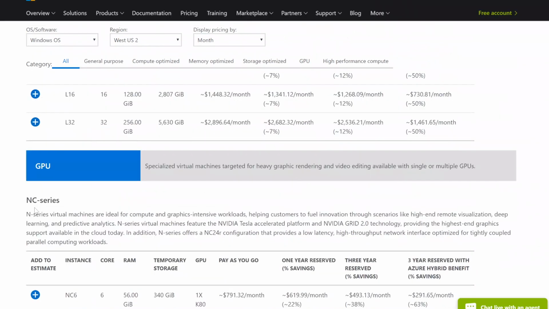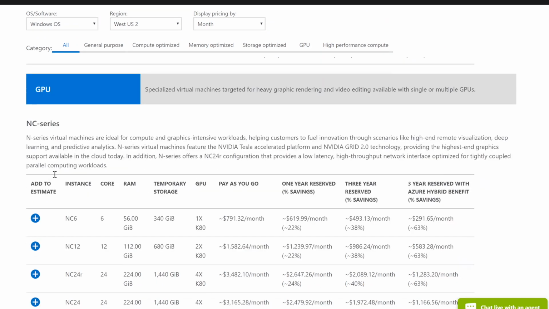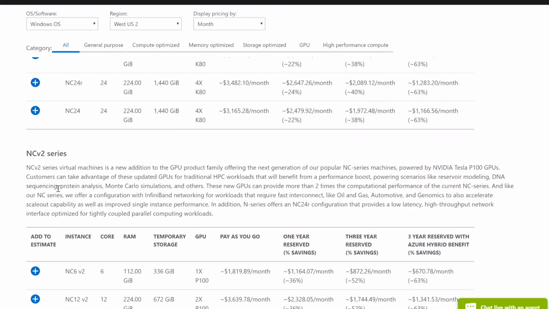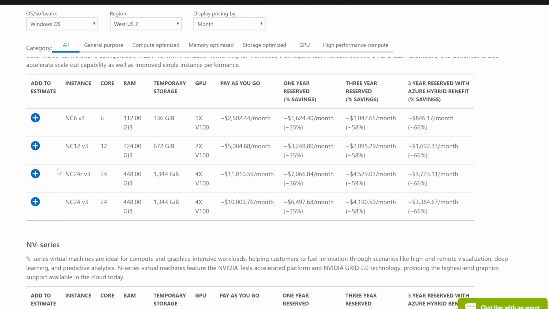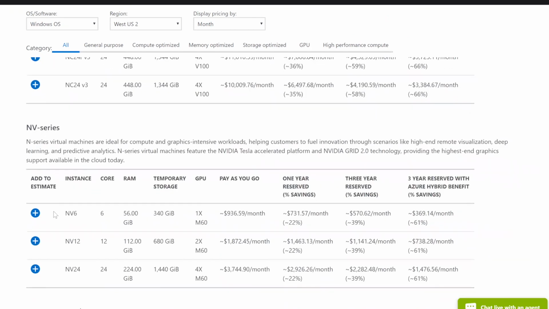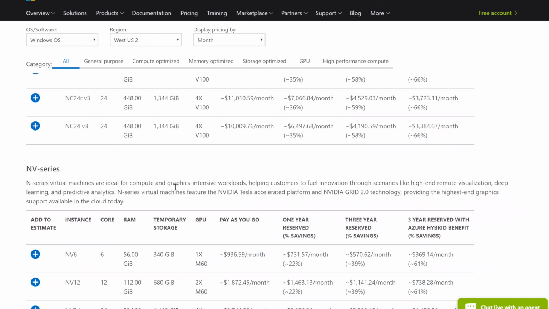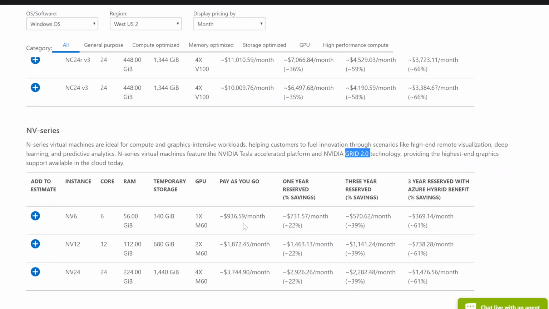So anything that starts with an N stands for NVIDIA. And, you know, NC we don't use, NCV2 we don't use, NCV3 we don't use, NV we do. And NV are the only ones that can be used to deliver GPU using this grid 2.0 technology, which allows the graphical component to be offloaded to the physical GPU inside of the VM. You can see it starts at an NV6. It has 6 cores at a minimum and maxes out to NV24, which is 4 cores.